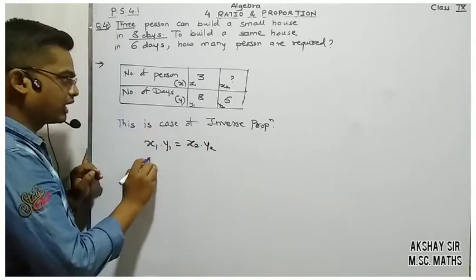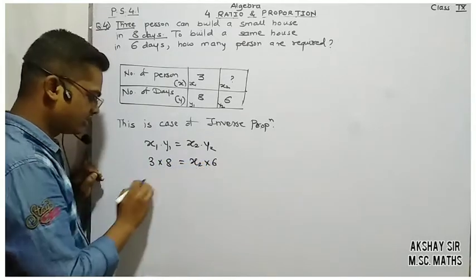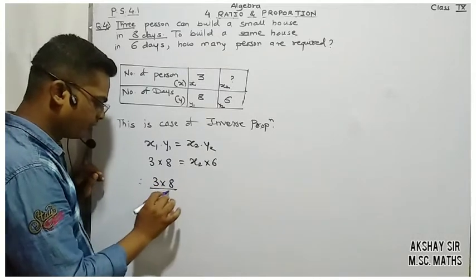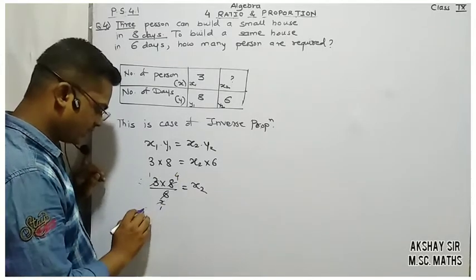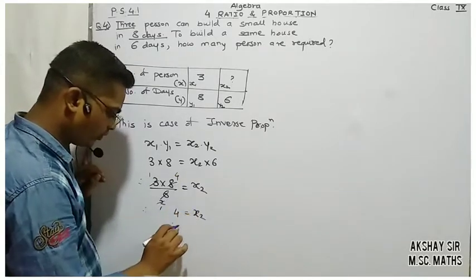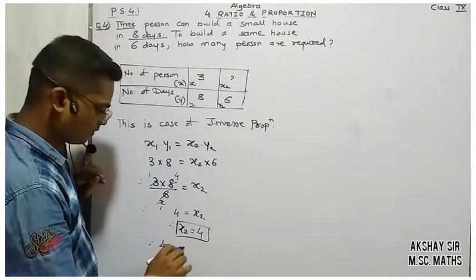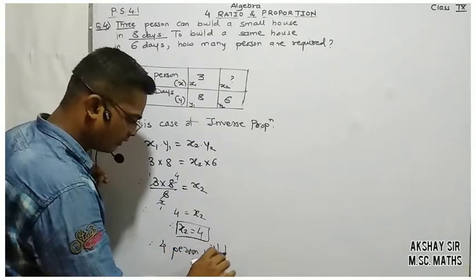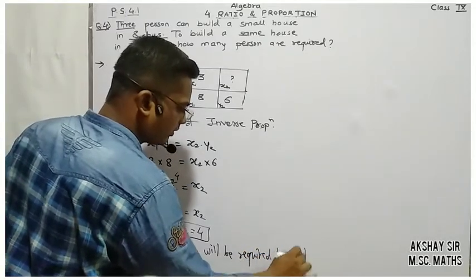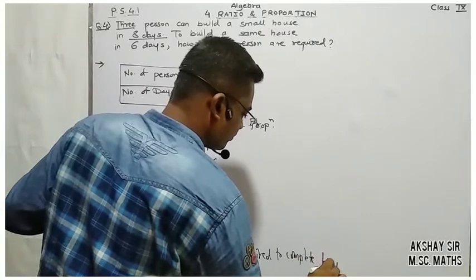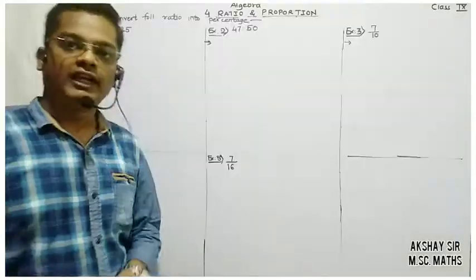Putting in the values, x1 is 3, y1 is 8, x2 we have to find, and y2 is 6. Taking 6 for division, we get 3 into 8 upon 6 equals the value of x2. 3 ones are 3, 3 twos are 6, 2 ones are 2, 2 fours are 8. Therefore, the value of x2 is 4. Therefore, 4 persons will be required to complete the house in 6 days. That's it.